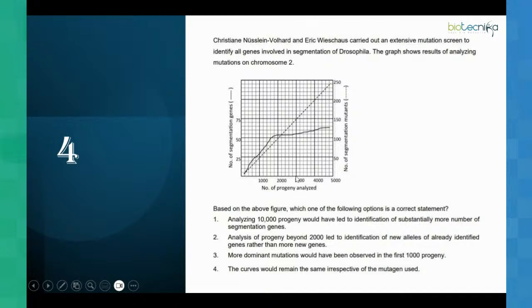Now I told you, whenever you have a graph, the first thing is to identify the coordinates and understand the correlation. So on this coordinate you have the number of segmentation genes, which is shown with the solid line. On the x-axis, we have the number of progeny analyzed, which is 1,000, 2,000, 3,000, 4,000 till 5,000. And this dotted line, what is it showing? It is showing the number of segmentation mutants. So the solid line is for the number of segmentation genes, and the dotted line is for the number of segmentation mutants, which is coming here on this scale, against the number of progeny analyzed. Now based on the above figure, which one of the following options is a correct statement?